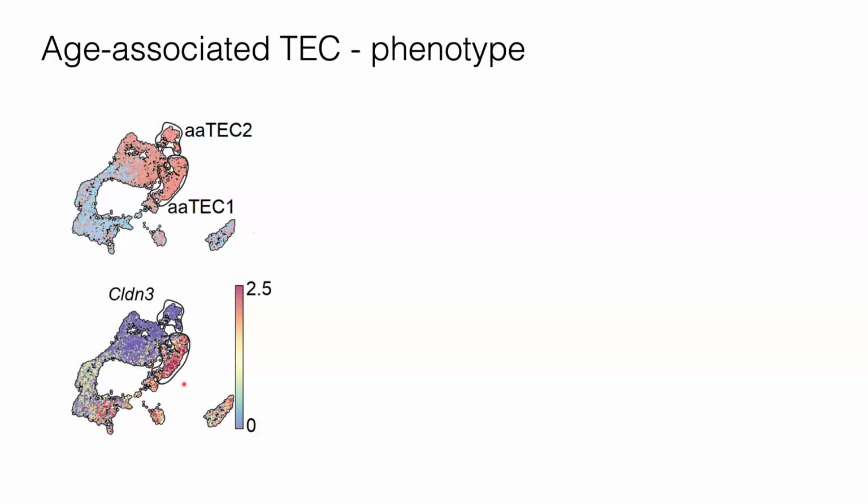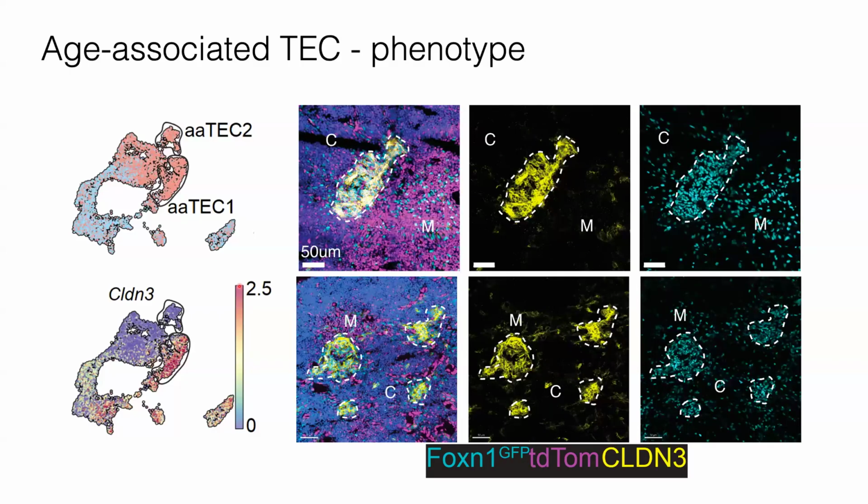But by far the highest signal we observed was in these AATEC1, insofar as nearly all of the AATEC1 cells had high expression of claudin 3. So if we take thymic sections now from these aged reporter mice, Kaylin's showing two examples here. She stained for claudin 3 in yellow, and you can appreciate that it overlaps beautifully with these high density TEC regions highlighted here again by their high density of GFP expression. And we see that virtually all the cells within these regions are expressing claudin 3.